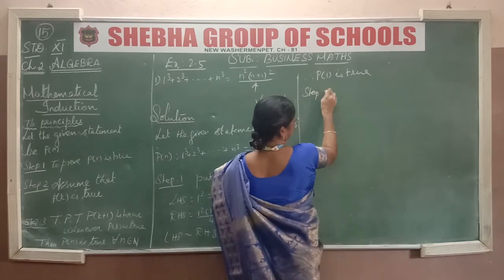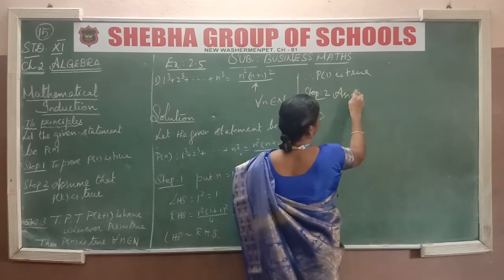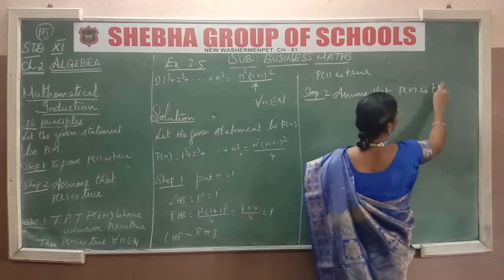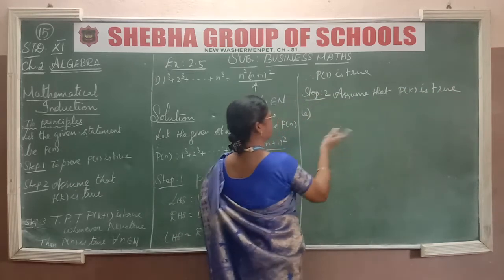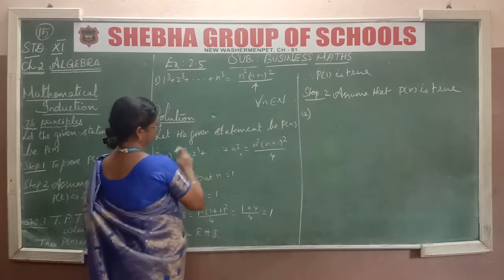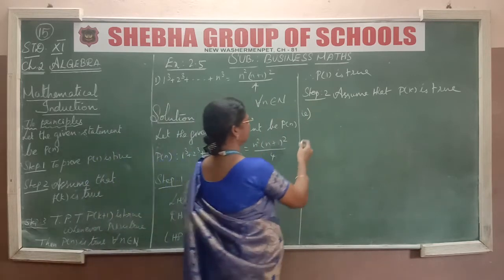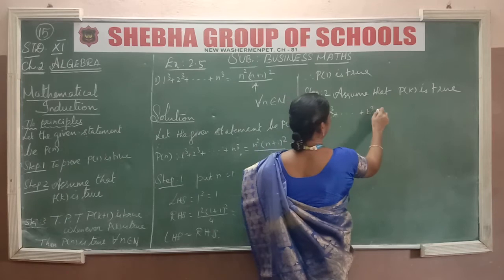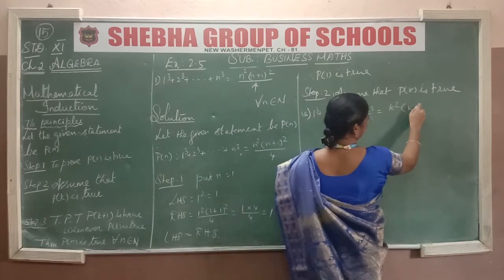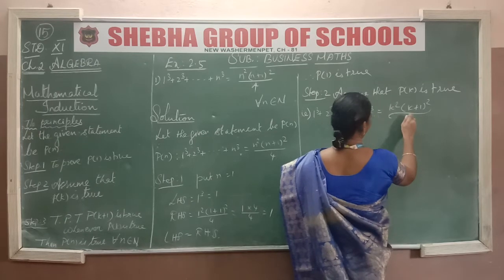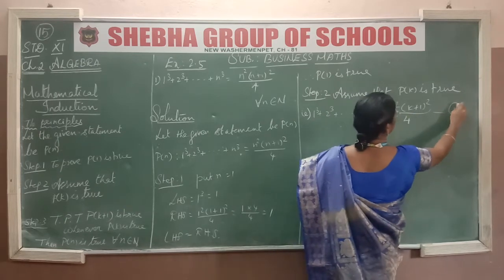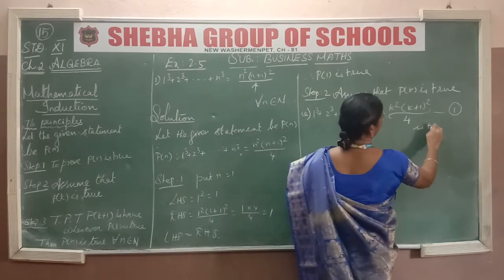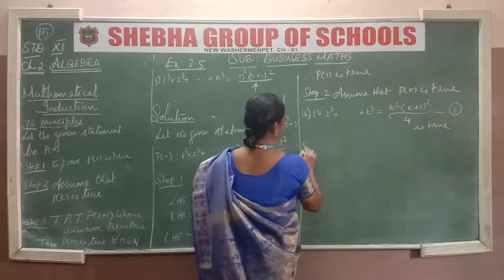Next is step 2. Step 2 is what? Assume that P of k is true. That is, what is P of k? Listen, P of n. Here substituting n is equal to k, we get P of k. So 1 cube plus 2 cube plus etc. plus k cube equal to k square into k plus 1 whole square by 4. So mark it as equation number 1. This is true.